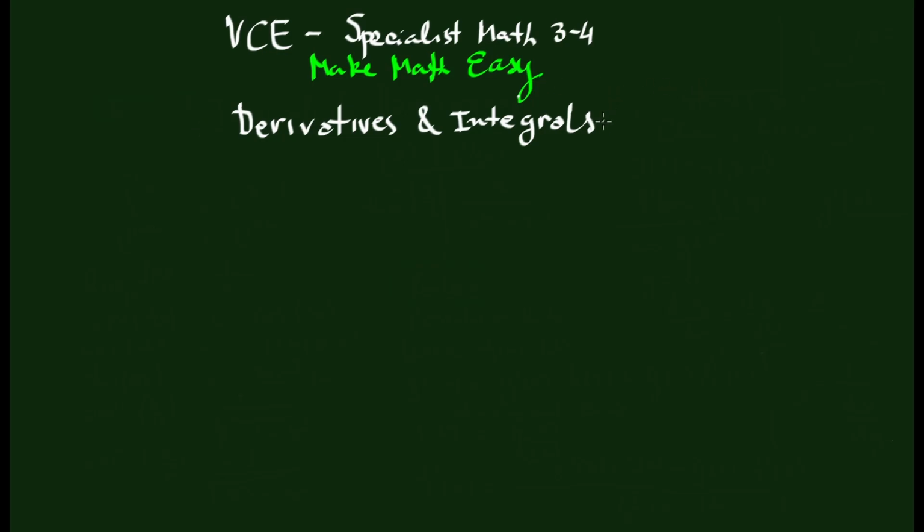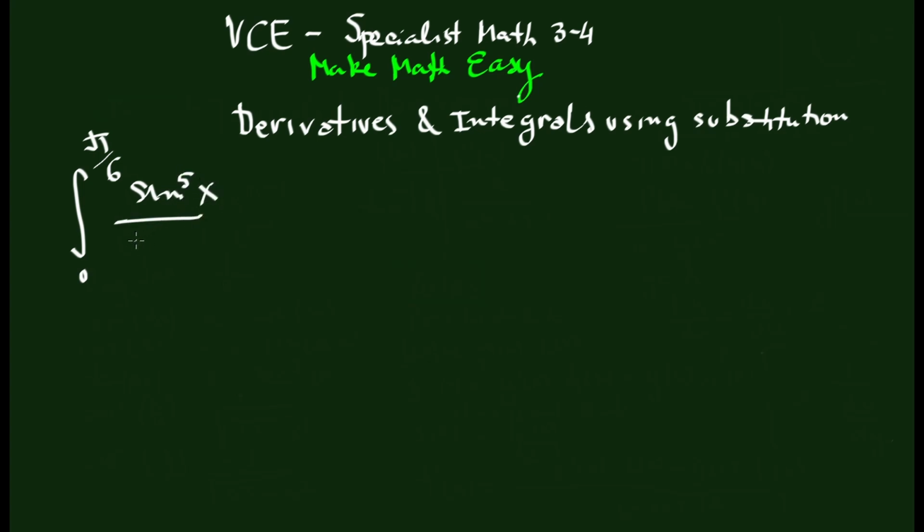We will do some integrals using substitution. Let's do a hard one, like the integral from 0 to pi over 6 of sine to the power of 5 of x divided by cosine to the power of 7 of x dx.